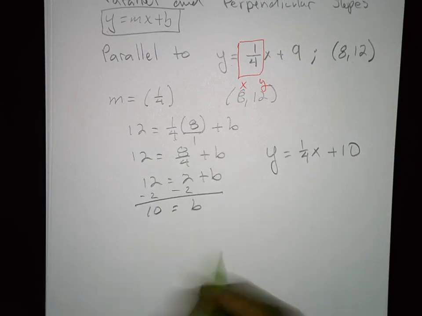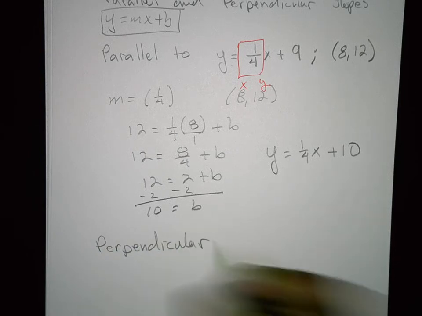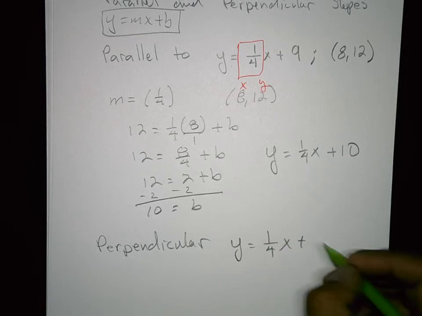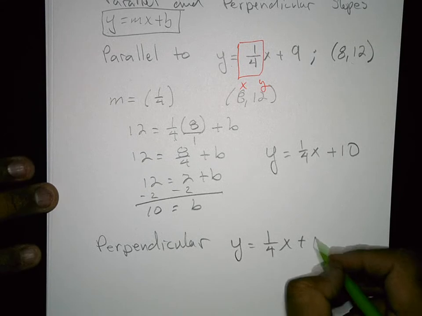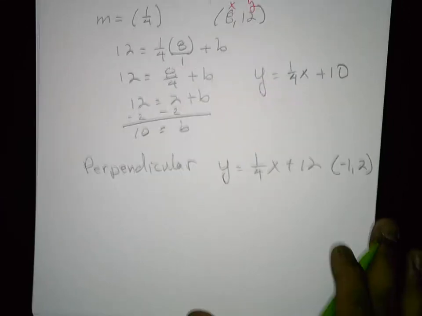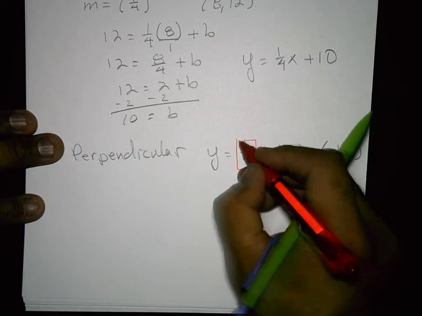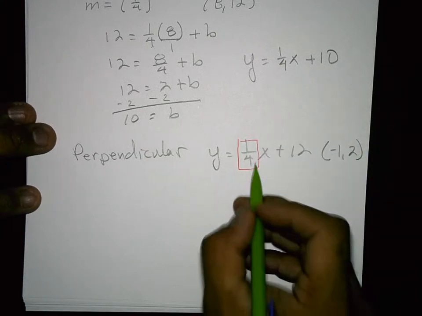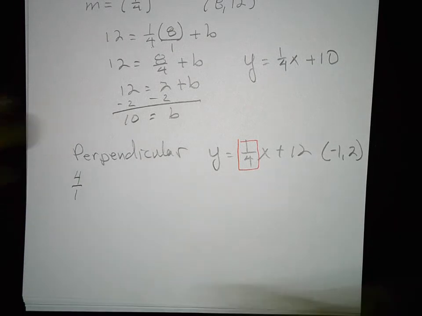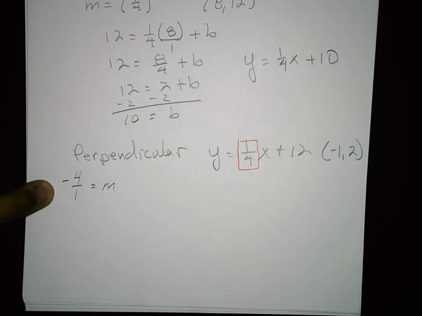So what if I gave you the same equation, but this time I want it to be perpendicular to y equals 1/4 x plus 12, and it passes through the point (-1, 2). Okay. So the difference here is for perpendicular, the slopes are opposite reciprocals. Okay, so a reciprocal is when you flip it upside down. That's your reciprocal. An opposite is like a plus or a minus opposite. So the slope that I'm going to use is -4/1.